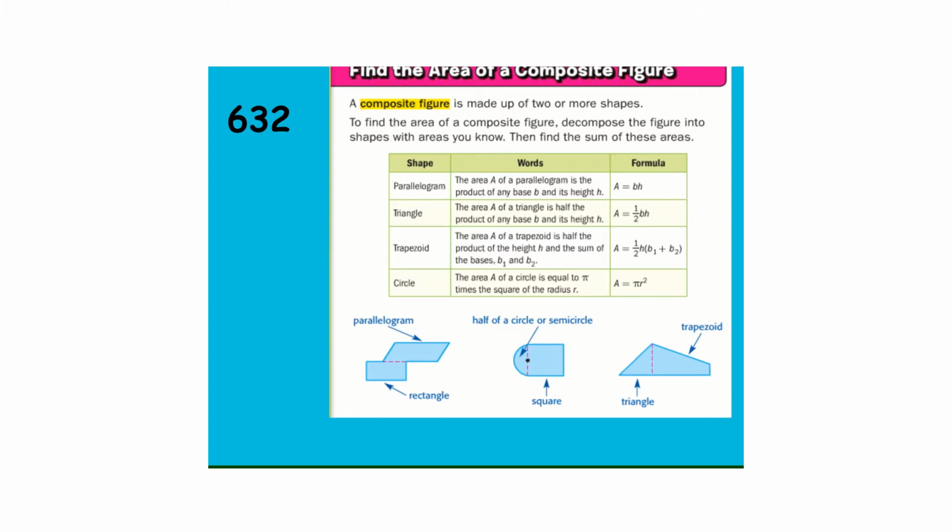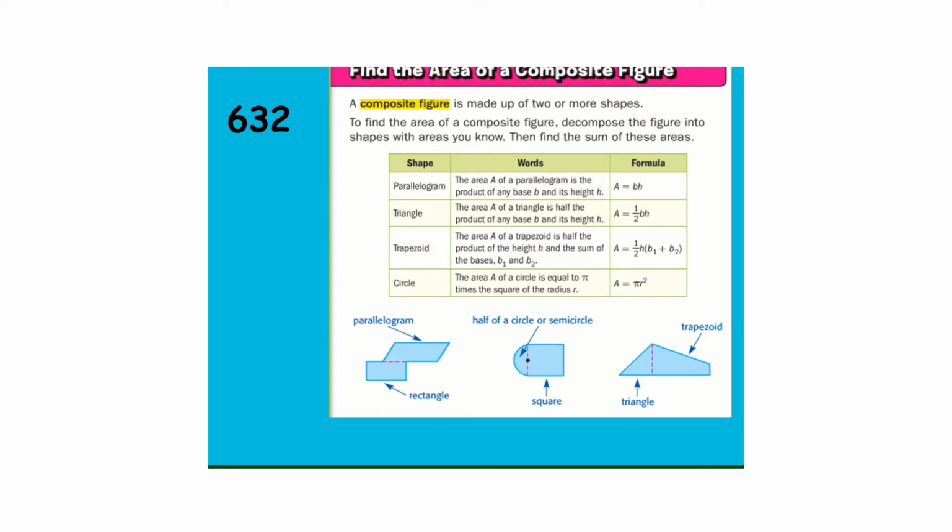Composite figures are made up of 2 or more shapes. So take a minute and write down the formulas for parallelogram, triangle, trapezoid, and circle. And trapezoid looks difficult. It is not difficult at all, but just go ahead and write those down in notes somewhere.